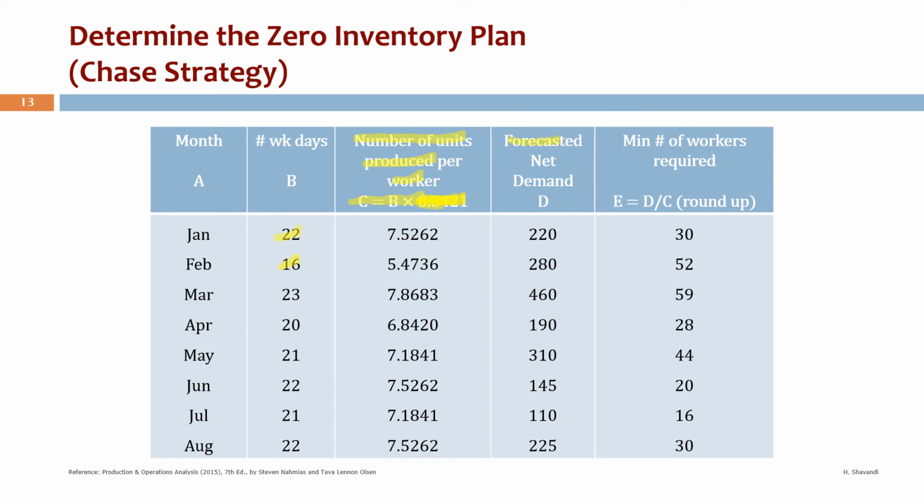And here we do have the forecasted net demand. It's not the cumulative, it's exactly the net demand for each month. Now if we divide the forecasted net demand by the number of units produced per worker in each month, we can obtain the number of workers we will need in that month in order to produce that amount of demand. And here we round up the numbers. As you see here, we do have changes in the number of workers over the months.